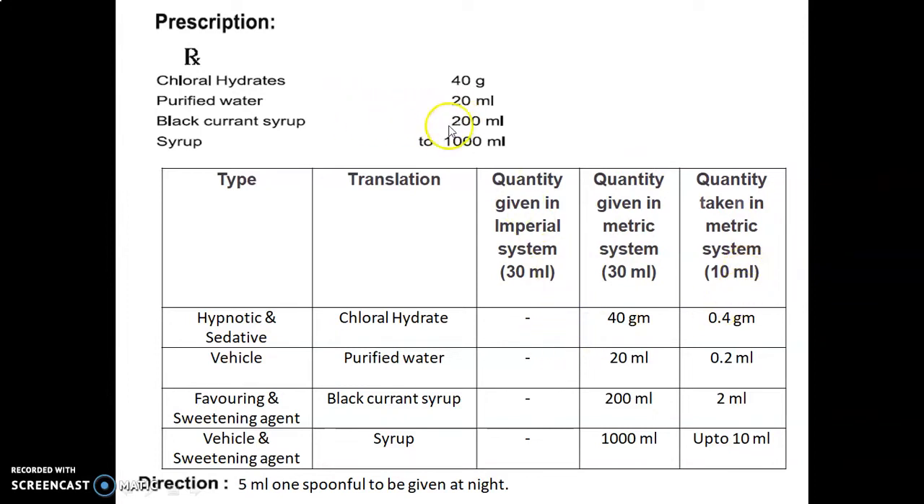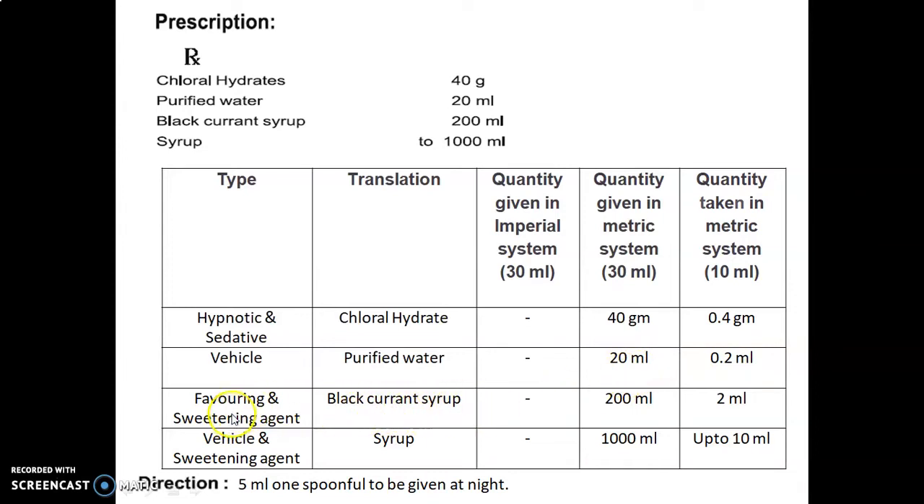As the prescription is directly given in the metric system, the quantity given in the imperial system will be blank. First of all, chloral hydrate is used as a hypnotic and sedative. Quantity given in the metric system is 40 gram. Multiply it with factor 0.01, we will get quantity taken for 10 ml, 0.4 gram. Purified water is used as a vehicle, quantity given 20 ml. So quantity taken is 0.2 ml, as we multiply 20 ml with 0.01.